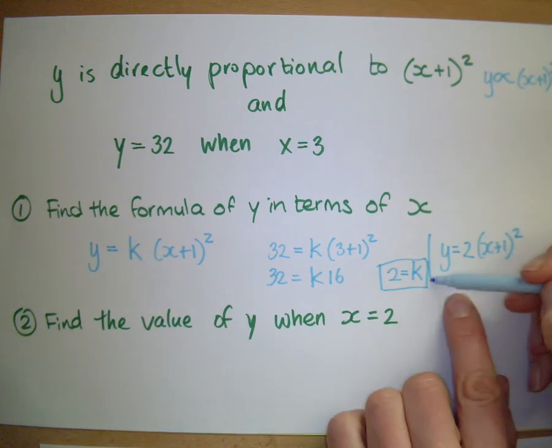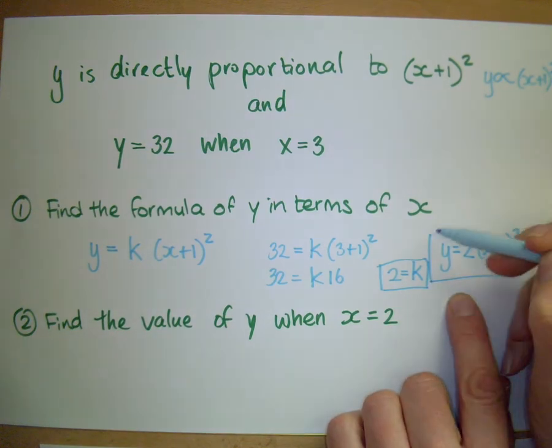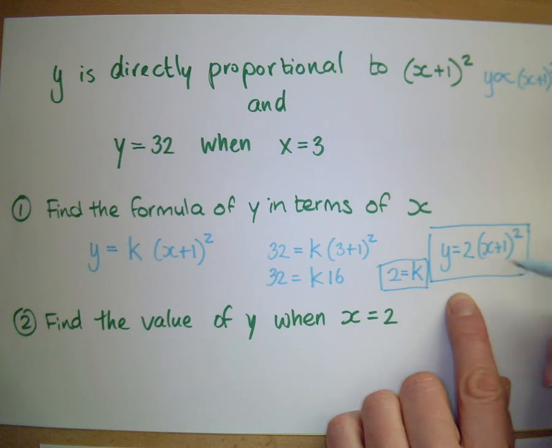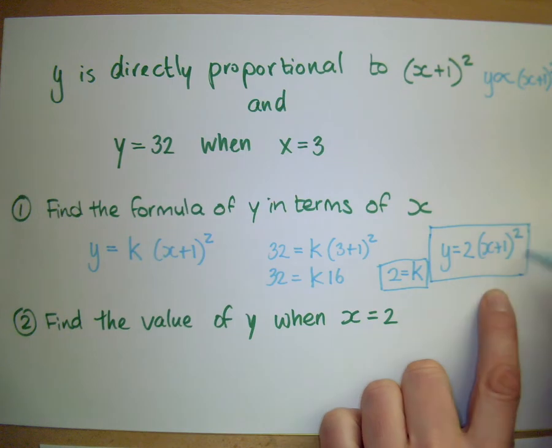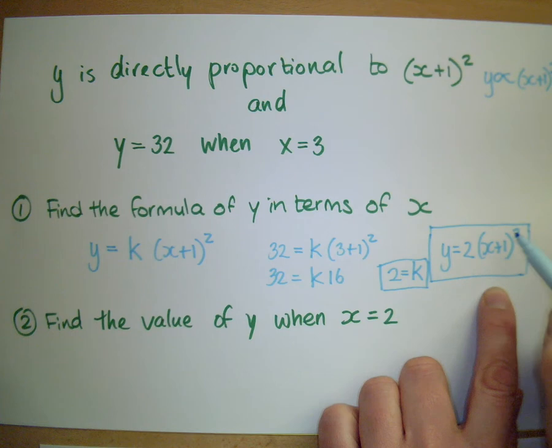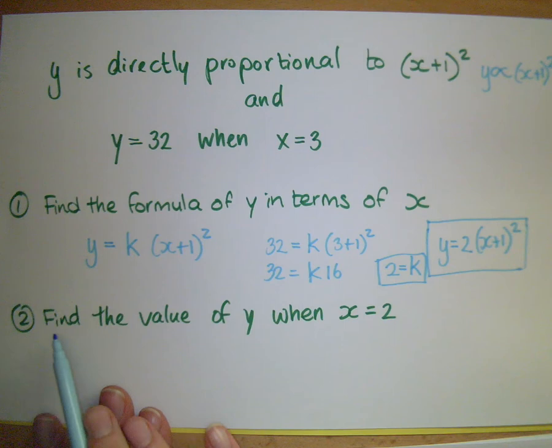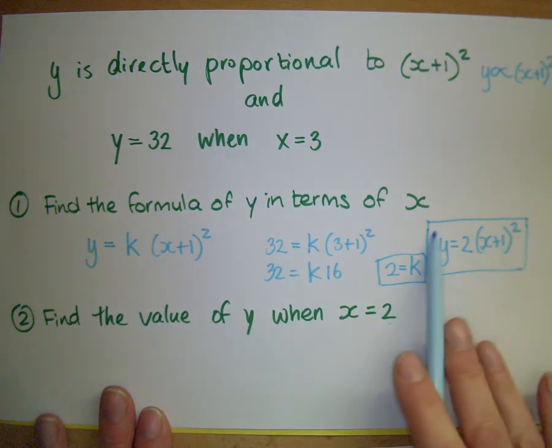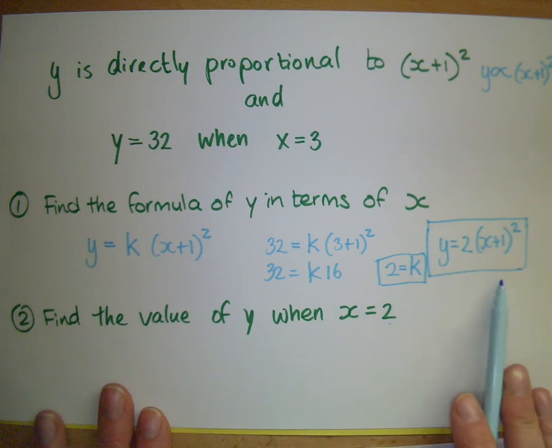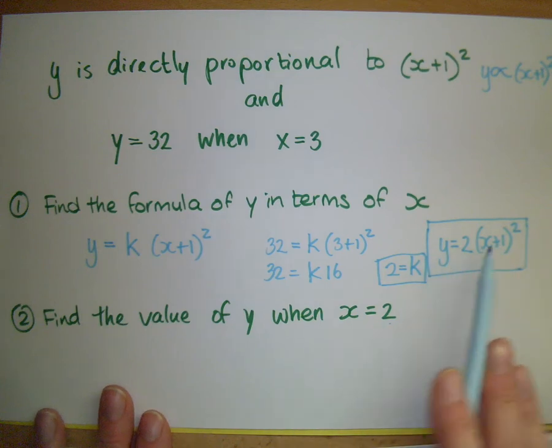Now we have a formula that we can use to make a table of values, plot the coordinates, draw a line. This formula describes the entire relationship between x and y. We can use this to draw a graph and to find any other points on the graph, which is what we're going to do here, because they want us to find the value of y when x is 2. Well, that's going to be easy because we have the formula to find any combination of values for x and y.